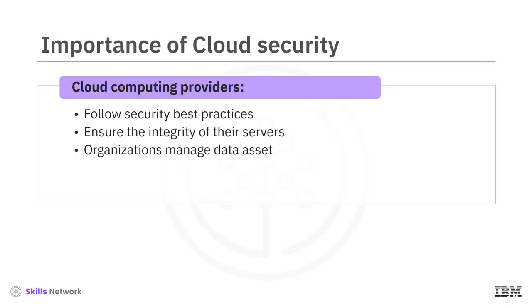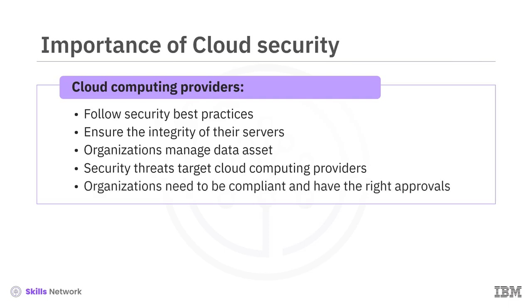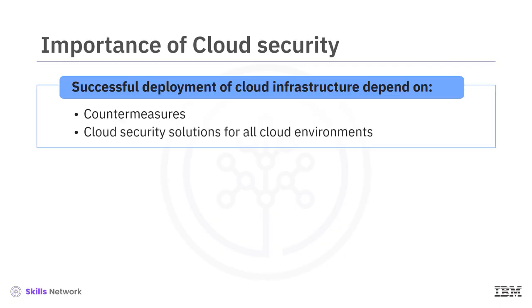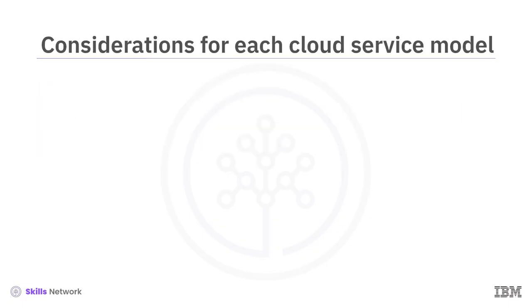With the evolution of cloud computing environment, security threats have also become more advanced. These threats target cloud computing providers because of a lack of transparency in the data movement and access across the cloud. Thus, organizations need to be compliant and have the right approvals when managing client data stored on the cloud. A successful deployment of the cloud infrastructure is dependent on the countermeasures to secure against modern-day cyber attacks. You should have adequate cloud security solutions in all cloud environments, whether they are private, public, or hybrid, to ensure business continuity and security.